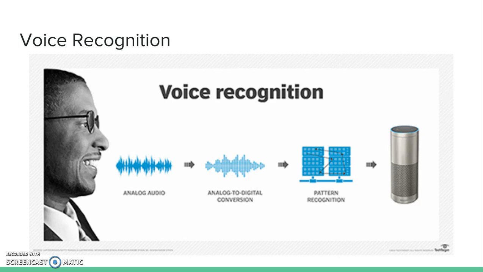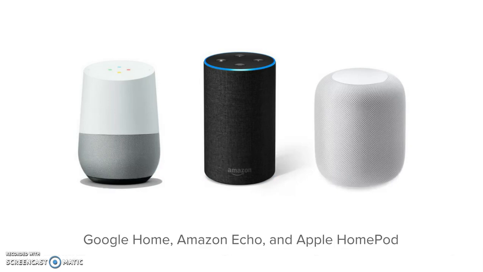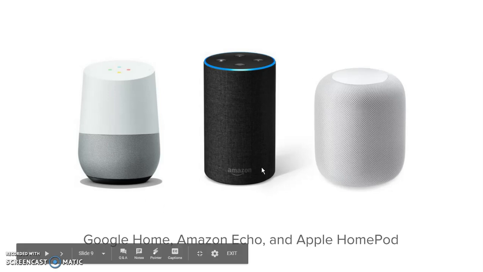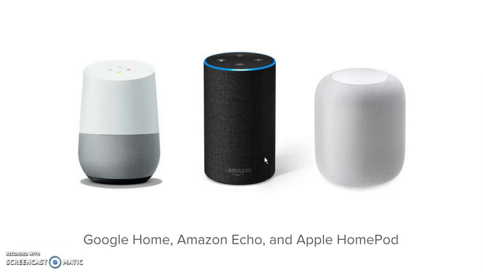And of course, the most common function of voice recognition that we have today is a sort of move towards the automated home, with devices like the Google Home, Amazon Echo, and the Apple HomePod. These are just examples of things that use voice recognition. Of course, our phones also use voice recognition as well. It's already pretty widespread now that I think about it.